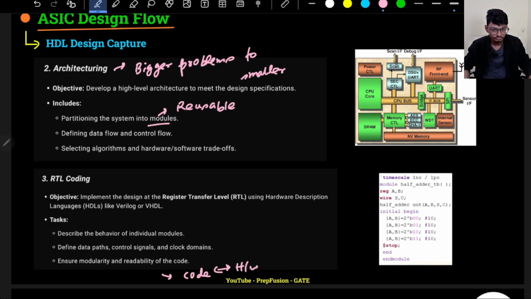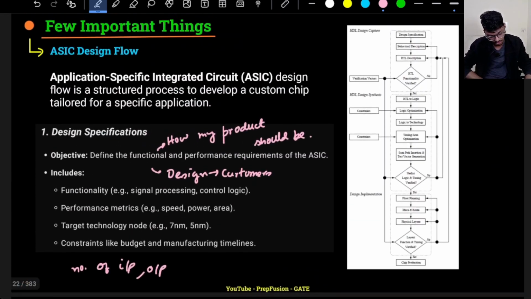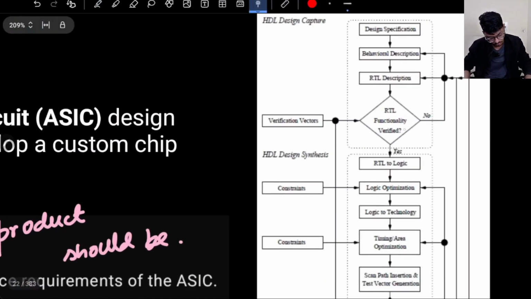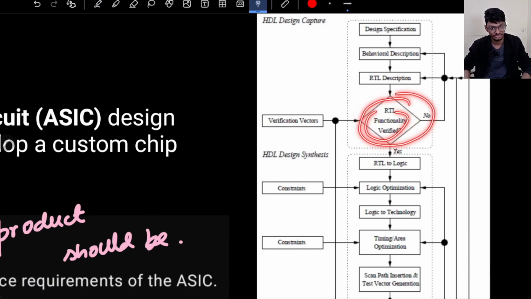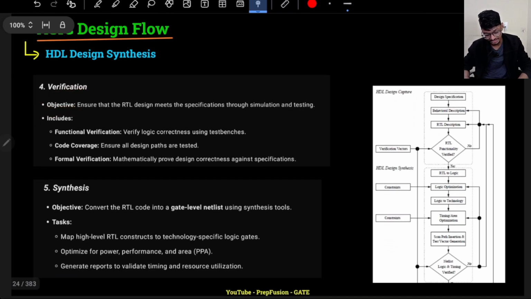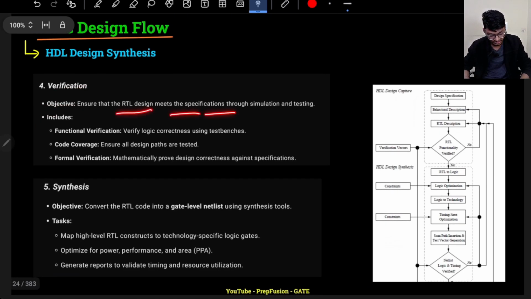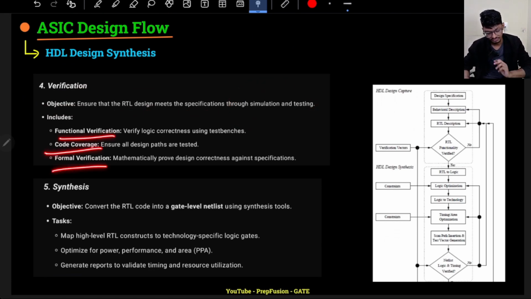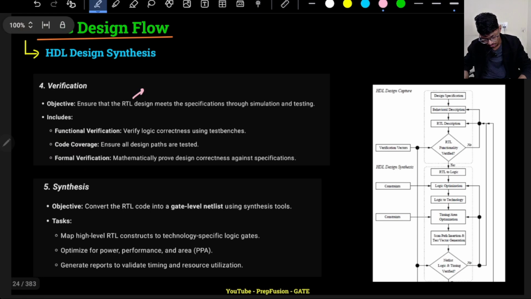But of course, once we code this, then we come to the verification. We verify the RTL functionality. That is the fourth point. We verify the RTL functionality. So the objective is to ensure that the RTL design meets the specifications through simulation and testing. What does it include? It includes functional verification, code coverage, formal verification. So what are these? Basically, we also have a few tools for this. What are those tools? Those tools are System Verilog.